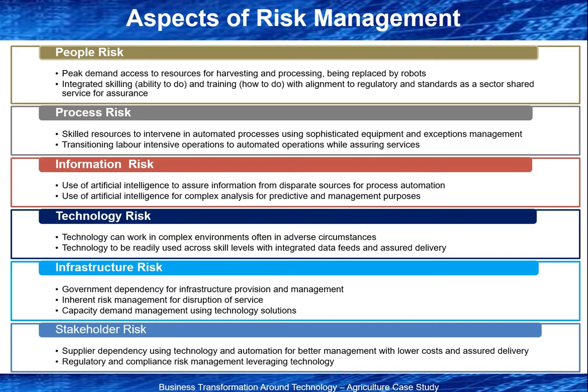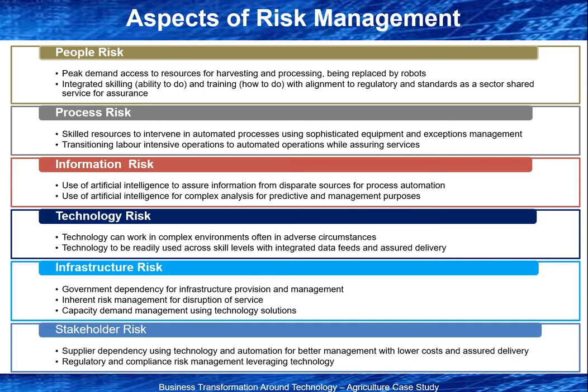Technology risk. While not unique, agriculture often requires technology to work in hazardous environments across a range of extremes. This same technology is to be used across multiple skill levels with assured information delivery from a range of data feeds. Such demands are seen in other industries with common requirements and is part of the overall risk profile of a business.